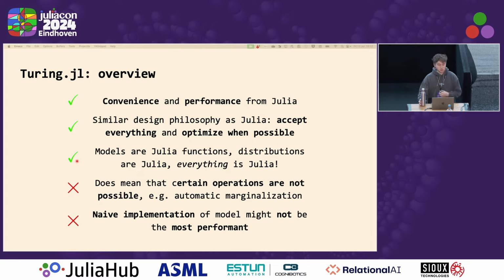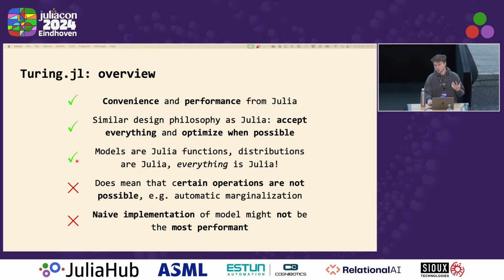And then models are just Julia functions. Distributions that we get from Distributions.jl, they're just Julia functions. Everything is just Julia, and so it works really, really nicely with the ecosystem. It does, however, because we make very few assumptions about the model, mean that certain operations that might be possible in other PPLs are not possible in Turing currently. There's nothing technically stopping us from doing this other than just developer time.